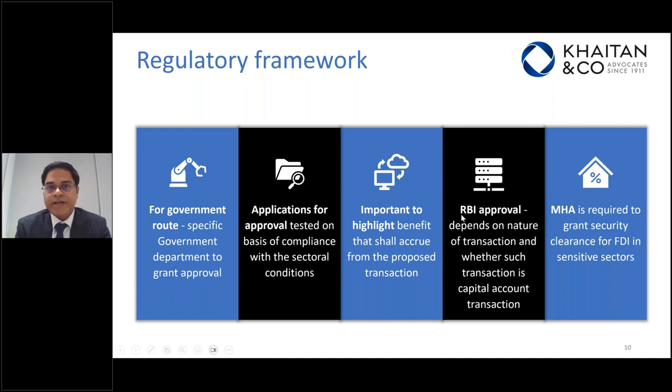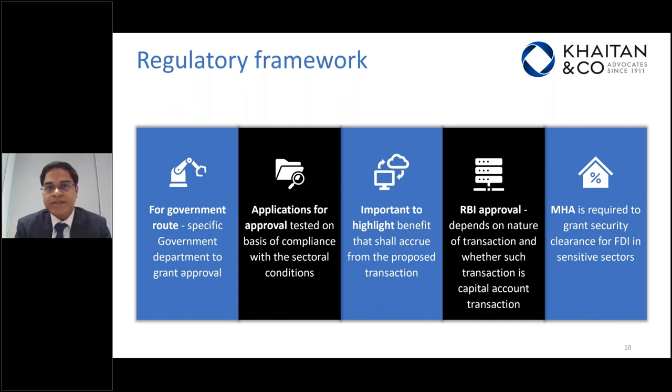Now, when you actually make the application, the key criteria to get the approval would be that you are complying with the sectoral conditions, and you are providing complete information with respect to such investment. All of that has to be covered in your application. It is very important to highlight the benefits which will accrue to the Indian economy through such investment, and the employment opportunities which will be generated. The entire beneficial ownership chain should be provided.